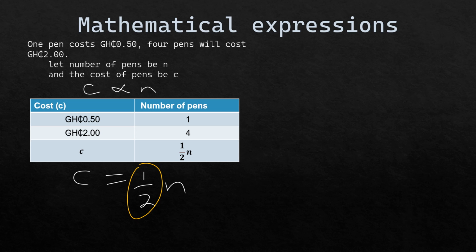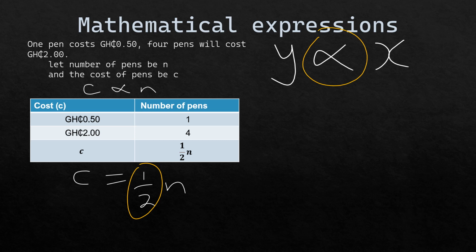So anytime we have a relationship with a proportionality sign and want to introduce an equal to sign, all we do is we also introduce a constant. So I use the letter K. So y is equal to kx. Here our K is what? Half. Yes. I hope you get it.